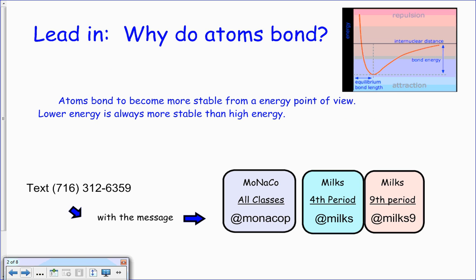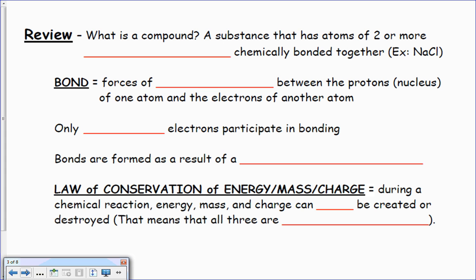So why do atoms bond? Atoms do bond to form a stable compound at a lower energy. So all things in nature want to be at a lower energy, which is more stable. Quick review. A compound is 2 or more different elements. A bond is a force of attraction between the proton of one element and the valence electrons of another element.